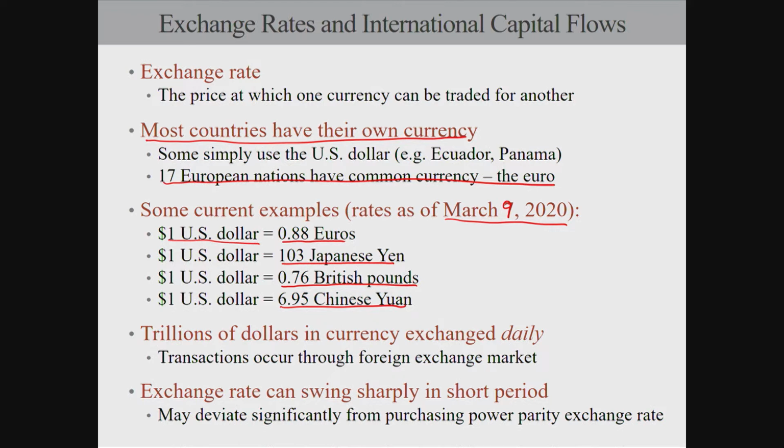There are many different exchange rates, dozens of them. And trillions of dollars in currency are exchanged every day. These transactions take place through the foreign exchange market. Exchange rates can swing sharply in relatively short periods.